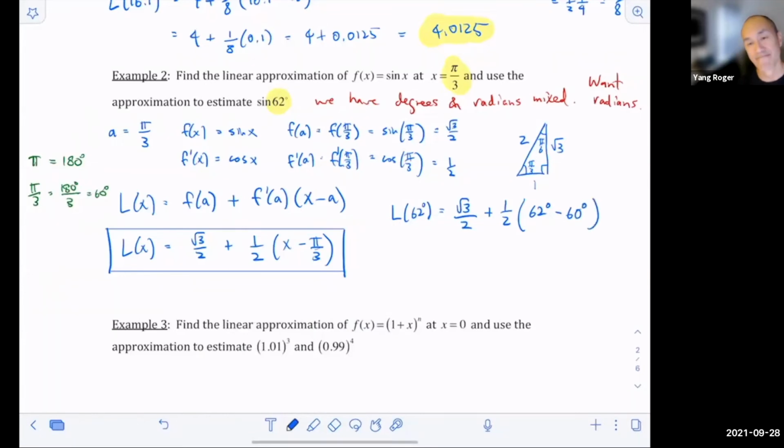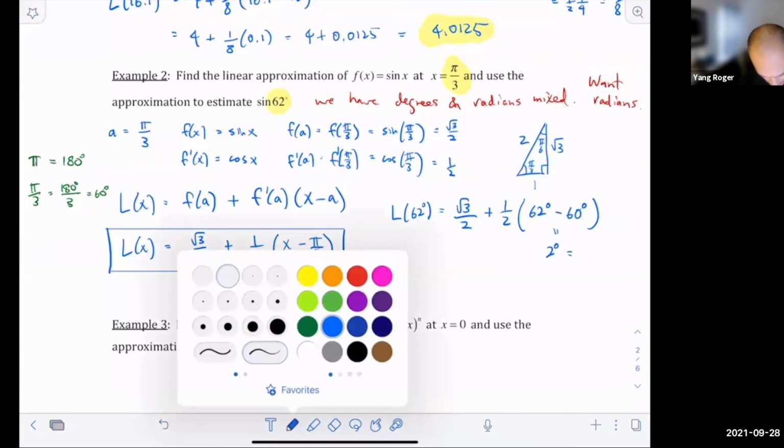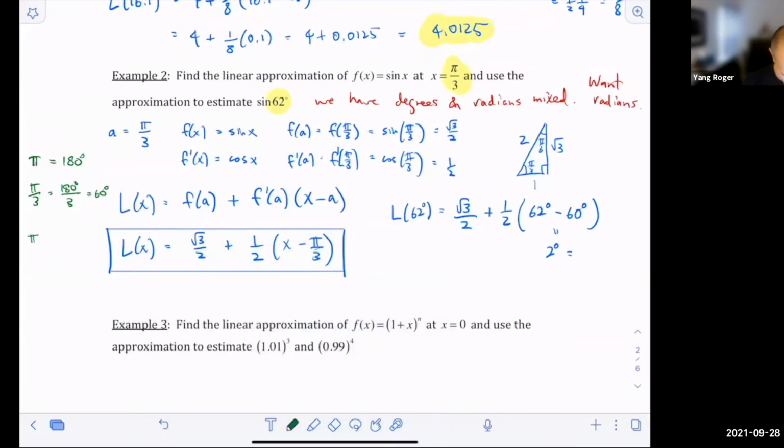But I don't like it because I want to work with radians. This result is going to give you 2 degrees, but I want to change that 2 degrees to radians. How can I do that? As I said earlier, pi radians is equal to 180 degrees. If I divide both sides by 90, then I end up with 2 degrees on the right-hand side, and I get pi over 90 on the left-hand side.